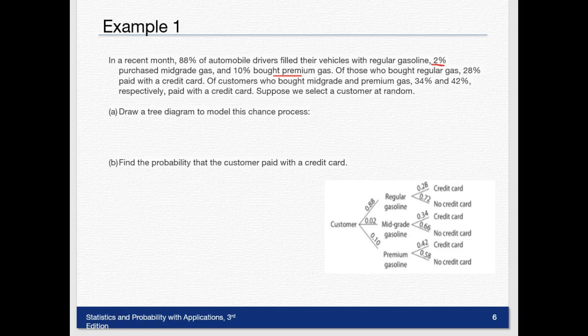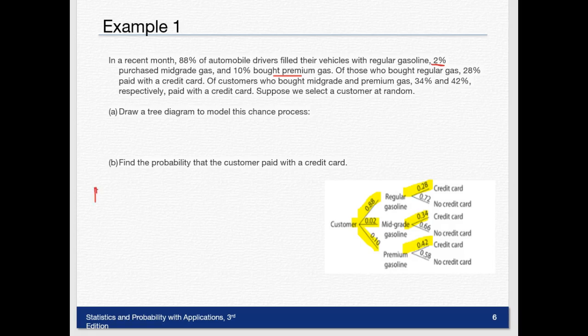All right, so hopefully it makes sense to you. You might pause the video and see if you can draw the diagram without looking at my answer, just for practice. Now, draw the tree diagram to see the model. There it is. That's the first thing you have to do. Now, B says find the probability that the customer paid with a credit card. Notice it doesn't tell us what kind of gasoline they got, so we have to think about every possibility of paying with a credit card. They could have paid regular with a credit card, mid-grade with a credit card, or premium with a credit card. So we have to think through all three of those.